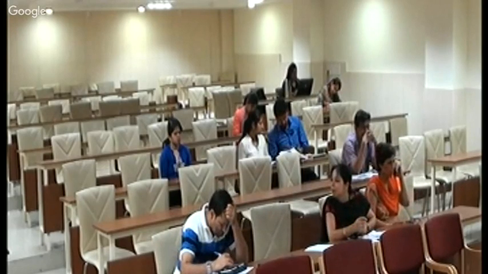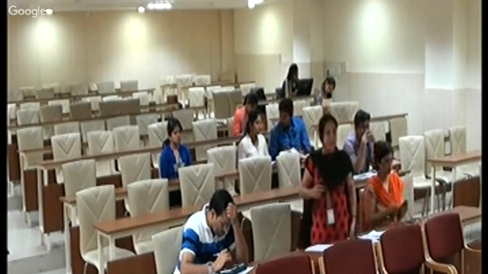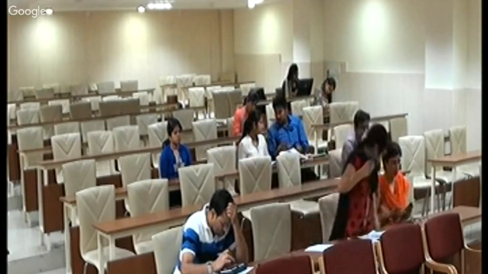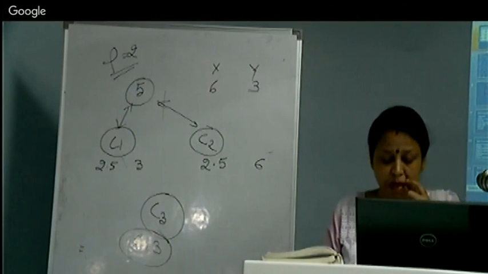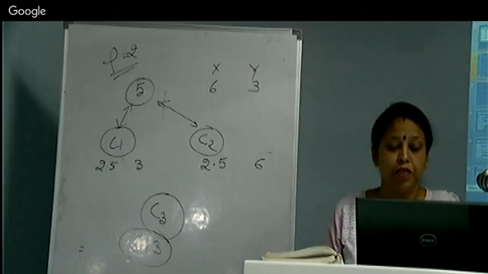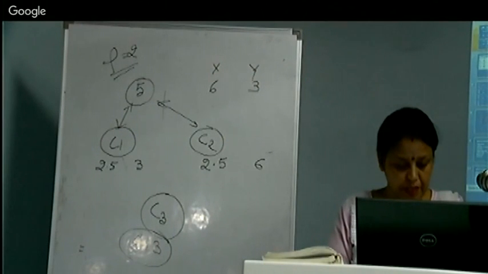6.25. Average of 6.5 and 6, yes, average. No. You must have misunderstood how it will find out the center. Center is basically, you can just note it here.